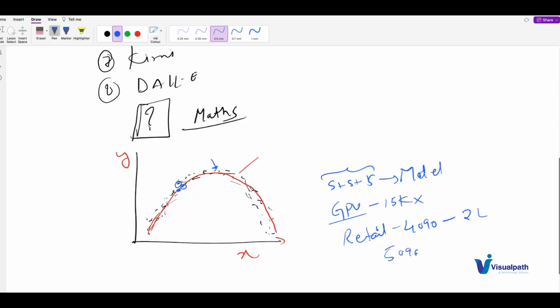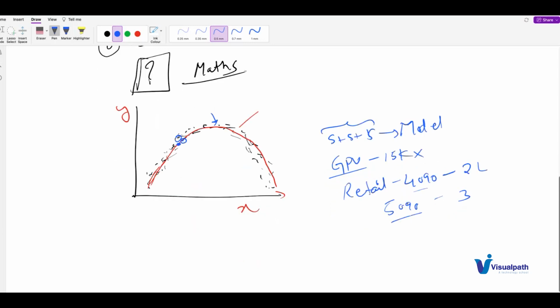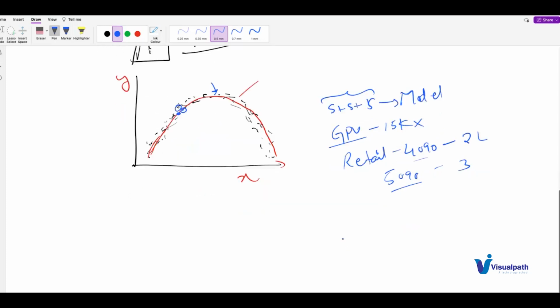Then 5090, that is approximately 3 lakhs. And this can handle only a certain level of complexity. However, if the complexity increases even more, then A100, which itself costs 15 lakhs, approximately equal to, I think, 10K US dollars, even this is not enough.